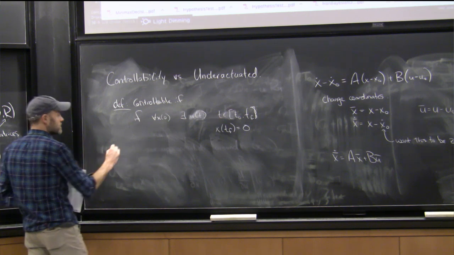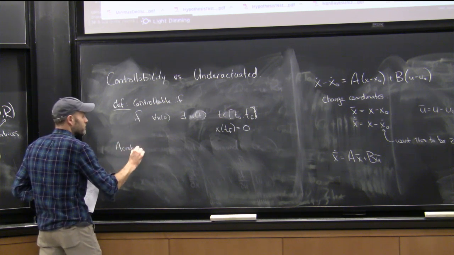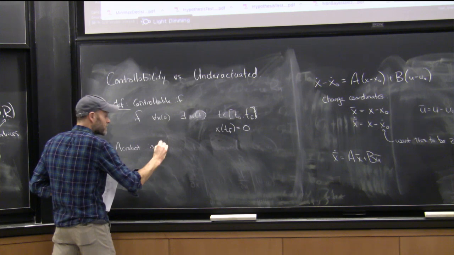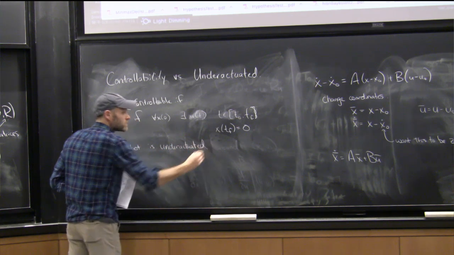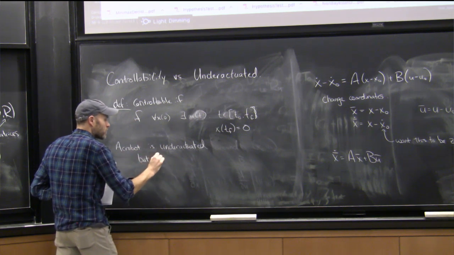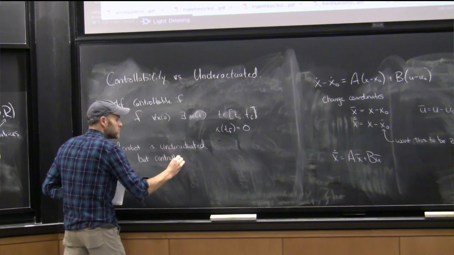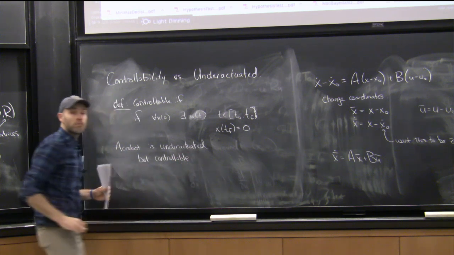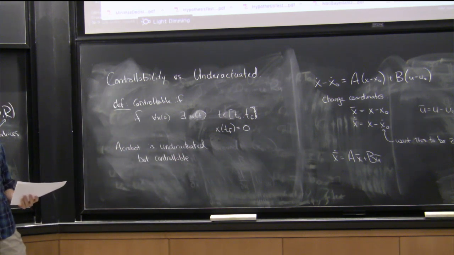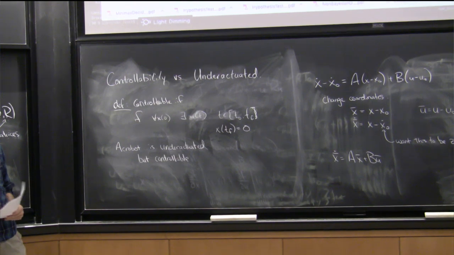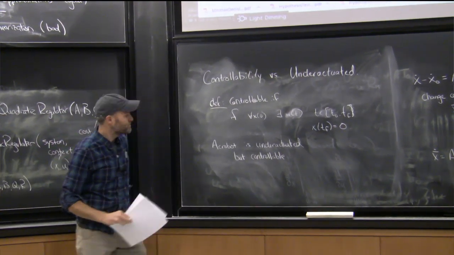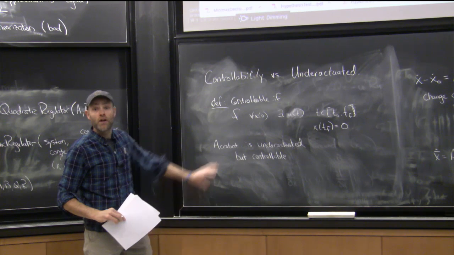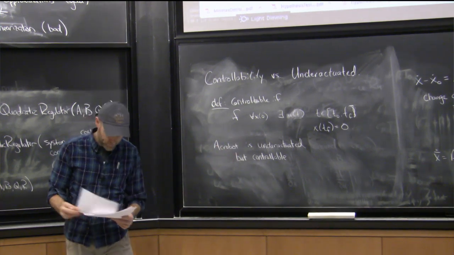The acrobot, for instance, is underactuated. You can't go in arbitrary directions, but it's controllable. In fact, most of the interesting systems, if it's not controllable, it's less good for deploying as a robotic solution. So underactuated and controllability are different.